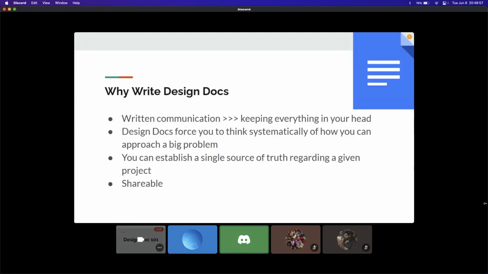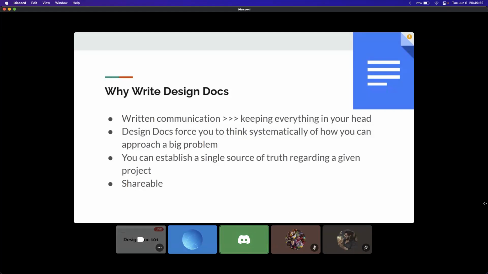And one thing that design docs force you to do by the nature of it is think systematically about how you can approach a big problem. There are many ways of approaching a problem. One way could be just approaching it head on, or another way could be breaking the problem down into smaller pieces. And writing a design doc will force you to think through these approaches and evaluate the trade-offs behind them so that you can pick a good direction for your project.